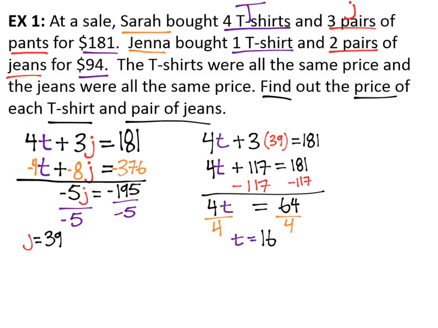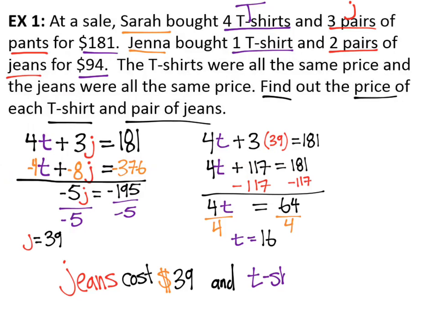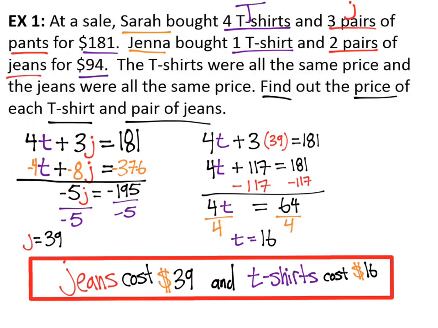Our last step on here is I need to interpret what this means, and the interpretation needs to be in words. So our first part here is we have jeans. They cost $39.